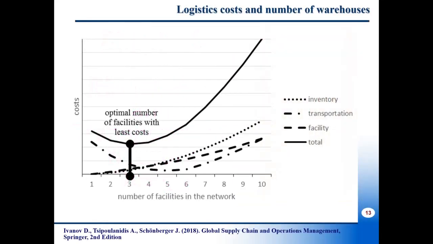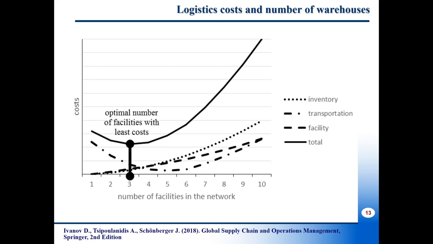In session 1, there are interrelations between the number of considered network nodes and the service to be offered to the customers. There are three major cost drivers to be considered during the determination of the right network design. First, there are inventory costs.